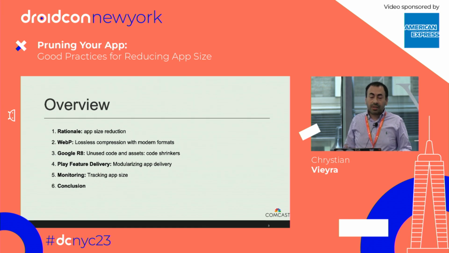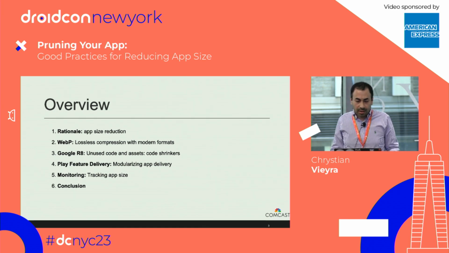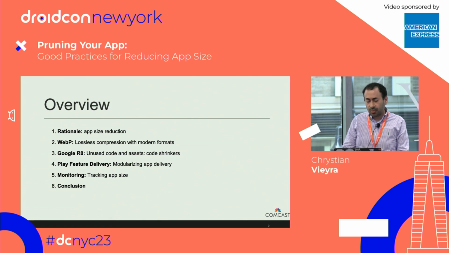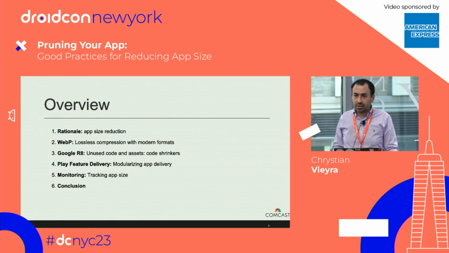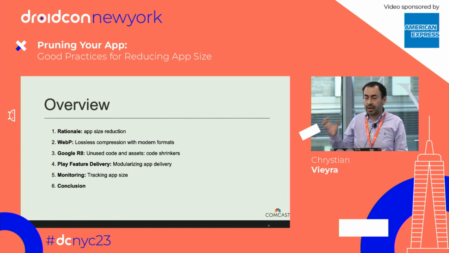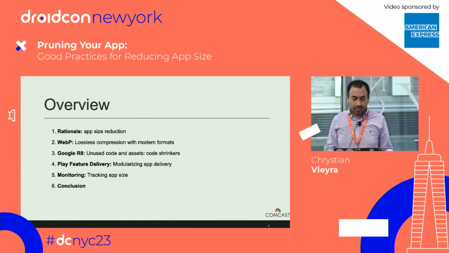So I'm going to be talking about how to make your app smaller. And here's a little overview of what we will discuss. I'm going to give you a rationale why reducing your app size is important. We're going to talk about using lossless compression for image formats. We're going to talk about how to compress the code and the resources in your app. We're going to talk about using amazing features from Google Play, like Play Feature Delivery, to provide your users the things they need when they need them. And monitoring, how we can continue tracking the app size over time.